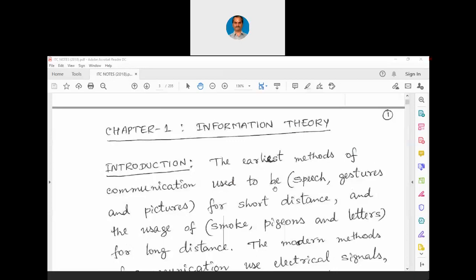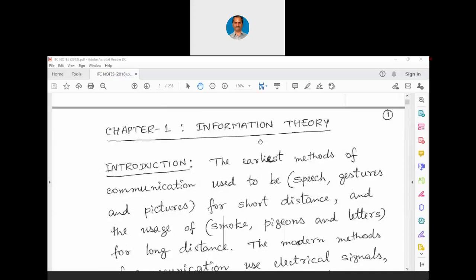In our previous class, I had discussed some basics about what is information. Today we will start with the syllabus, because we had only a general discussion in the earlier class. What is information? Please recall, information is that which is unknown. When it becomes known, it becomes knowledge, and when it gets retained, that becomes memory.